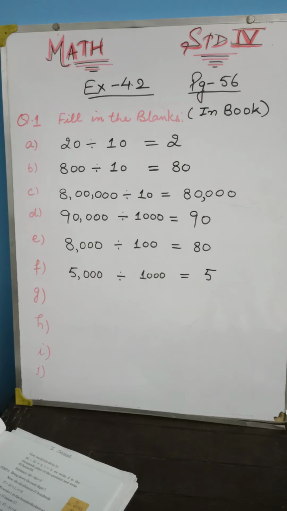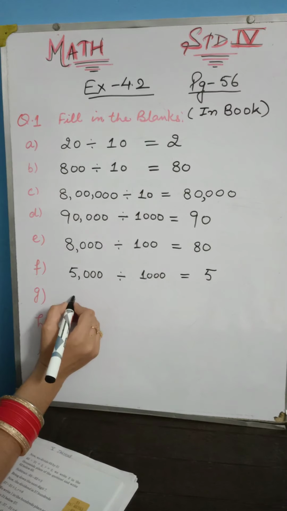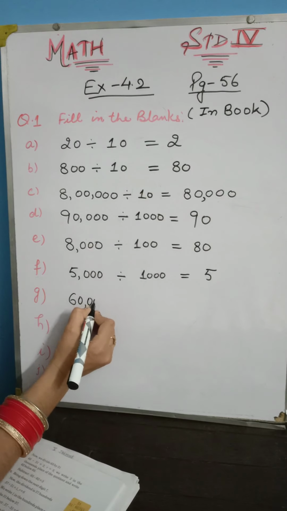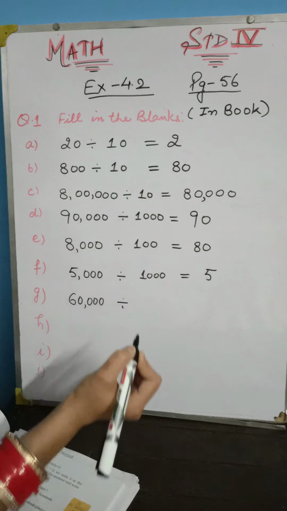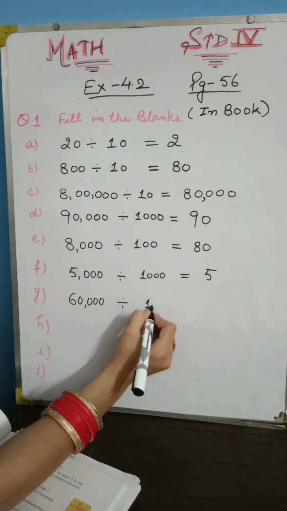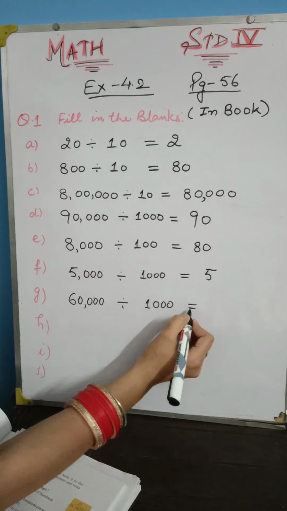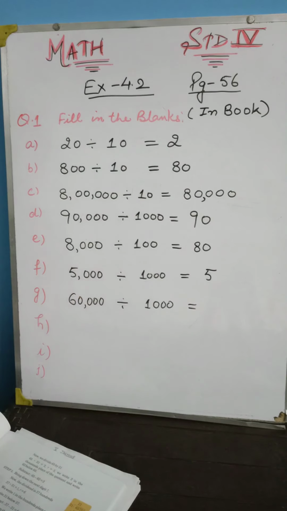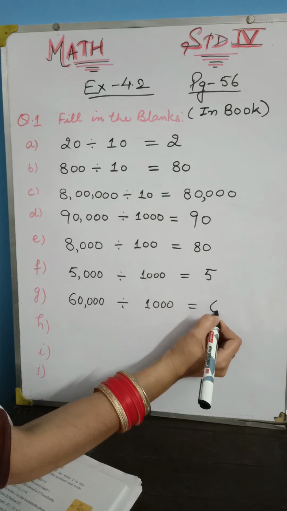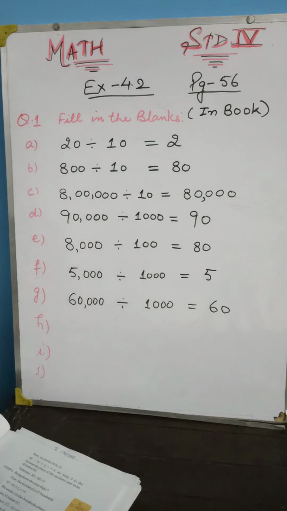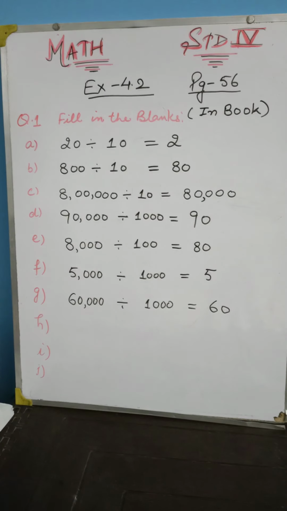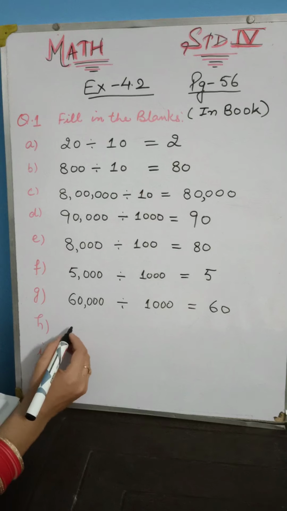Now next, N part, 60,000 divided by 1000. 3 zeros and 3 zeros will cancel out. Left is 60. Next, O part, 9 lakh.